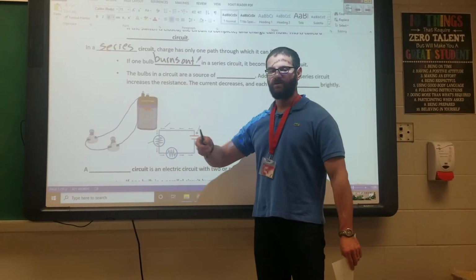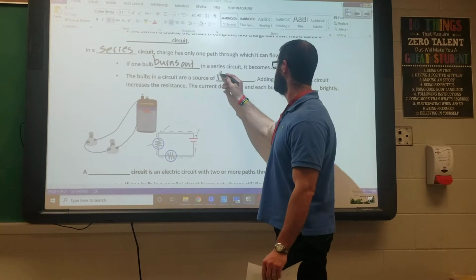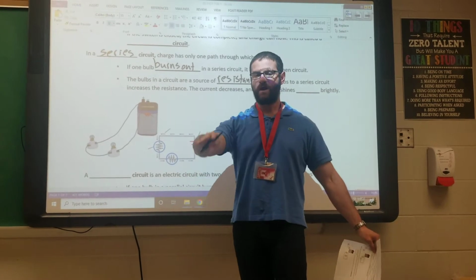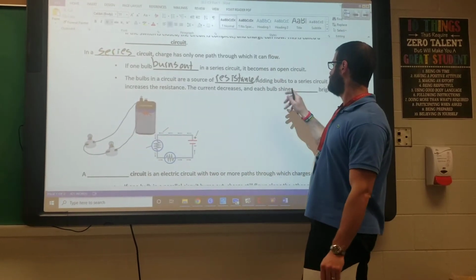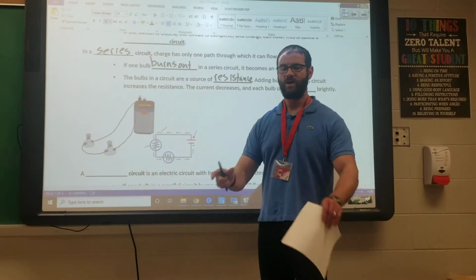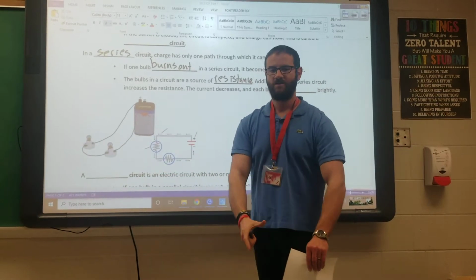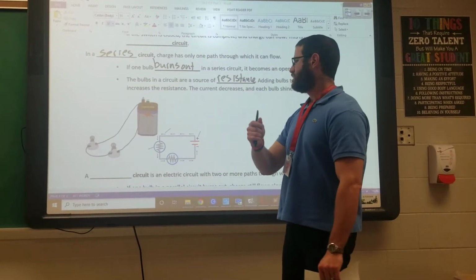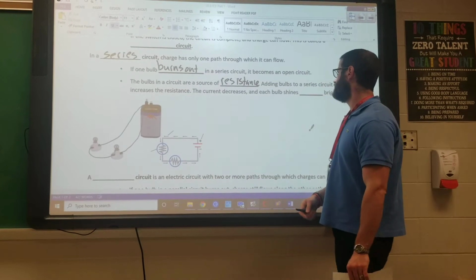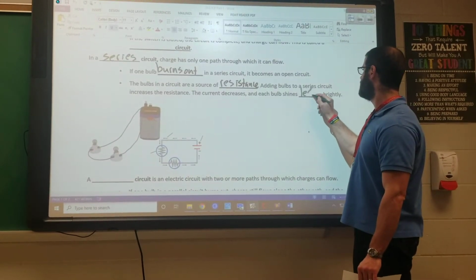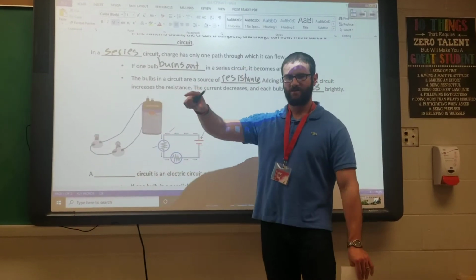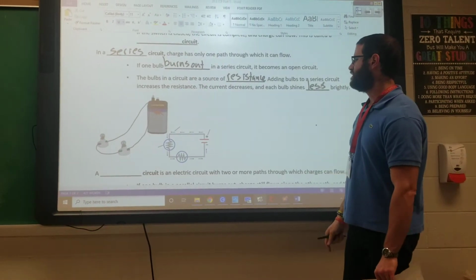The bulbs themselves are actually a source of resistance. And if you recall, what does resistance do? It restricts the flow of current. So if we add more bulbs to a series circuit, that increases the resistance. What happens to the current? Current decreases, as more resistance means more restriction on the current. So the current decreases, and each bulb shines less brightly. As we add more bulbs, they get dimmer and dimmer.